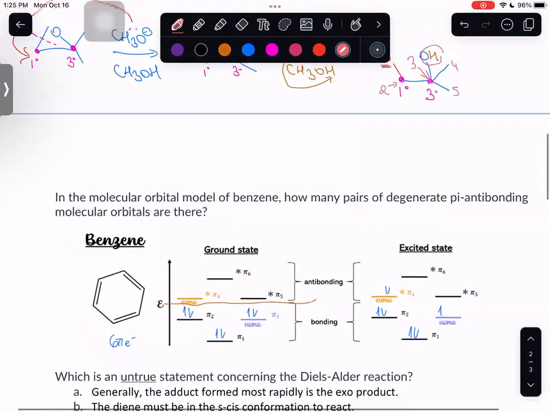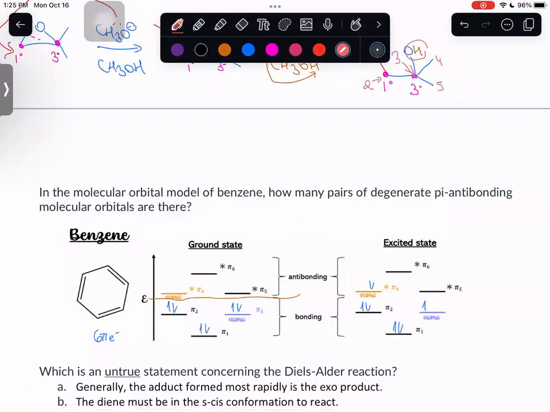Okay, it was this one. We're looking at the molecular orbital of benzene. So that's from chapter 14. And they're asking how many pairs of degenerate pi anti-bonding molecular orbitals there are. 2. It's just gonna be 2. But read the question carefully. Oh, wow. It is anti-bonding. Wait, degenerate anti-bonding, yeah.